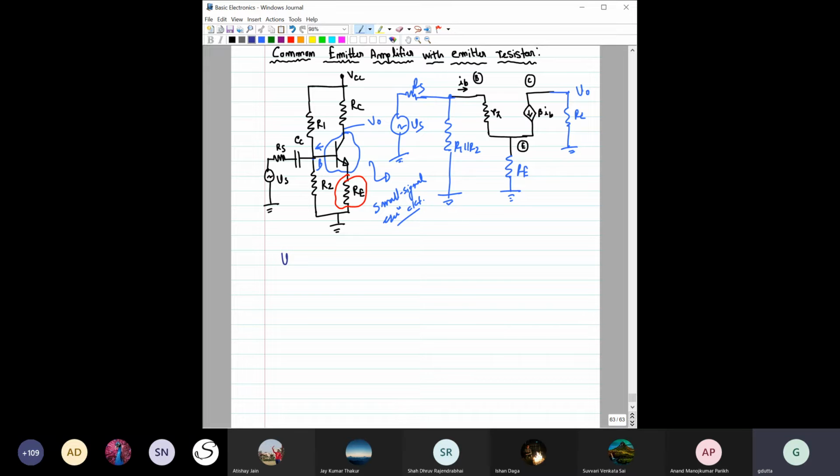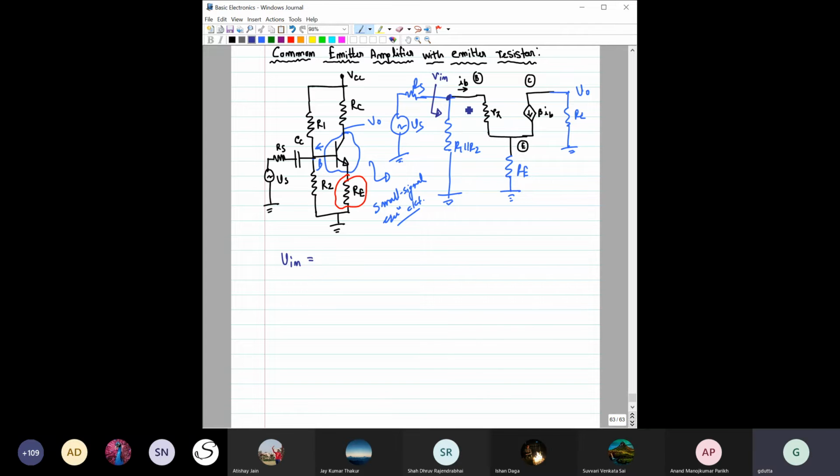V in is, if you look from here, the voltage drop between this point and ground, right? If we know this voltage drop, the similar drop will also occur across this, right? So we can write it here, this V in. So what is V in?